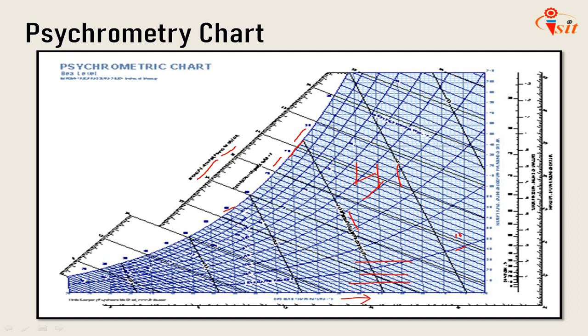For example, if dry bulb and wet bulb temperatures are known, the relative humidity can be read from the chart. If the dry bulb and relative humidity are known, the wet bulb temperature can be determined. If wet bulb temperature and relative humidity are known, dry bulb temperature can be found. If wet bulb and dry bulb temperatures are known, even dew point can be found. If wet bulb and relative humidity are known, then we can also find the dew point. If dry bulb and relative humidity are known, we can find the dew point temperature.